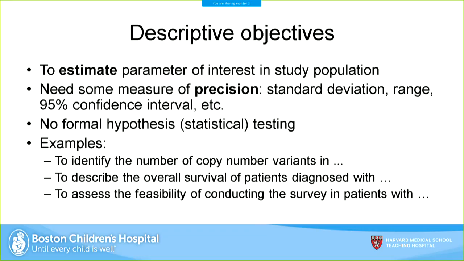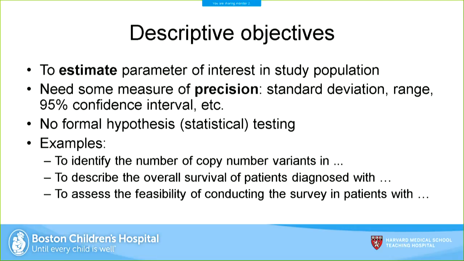So for descriptive objectives, our goal here is to estimate a parameter of interest in the study population. So it might be trying to estimate the survival rate of your population or whether your treatment has a good response rate. We also want to estimate a measure of precision that is associated with this estimate, like a standard deviation, range, or 95% confidence interval, for example.